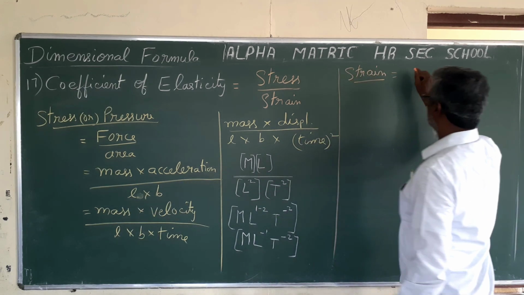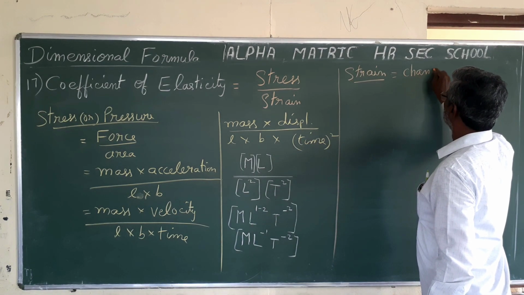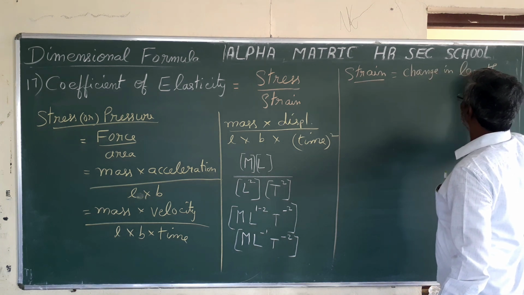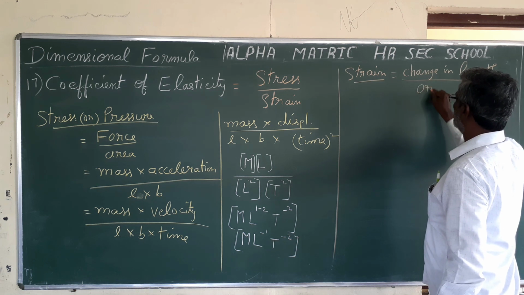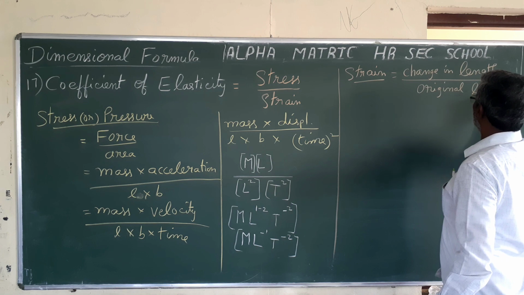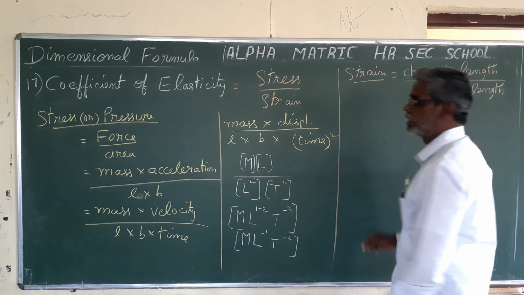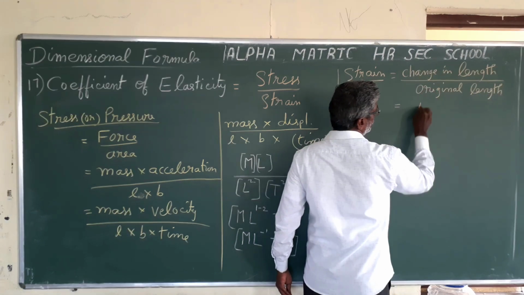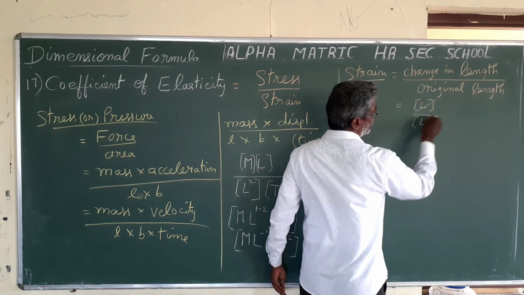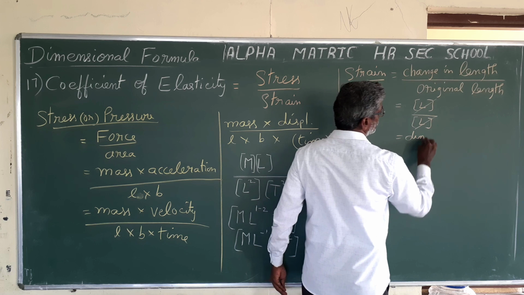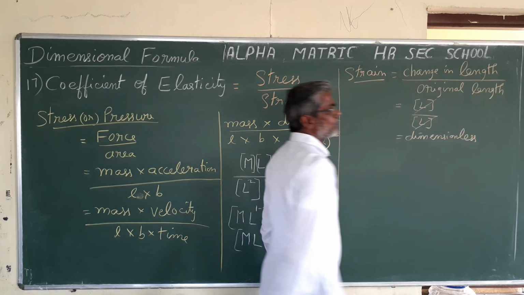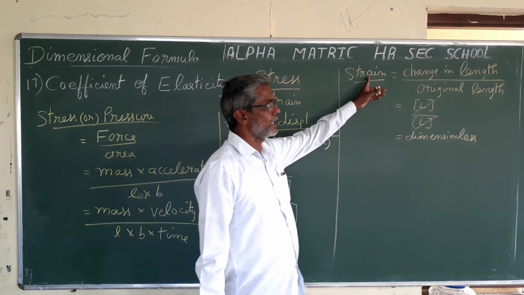For strain, this is the change in length by original length. So the dimension for length is L, and for original length it is L. So it is dimensionless. There is no dimension for strain.